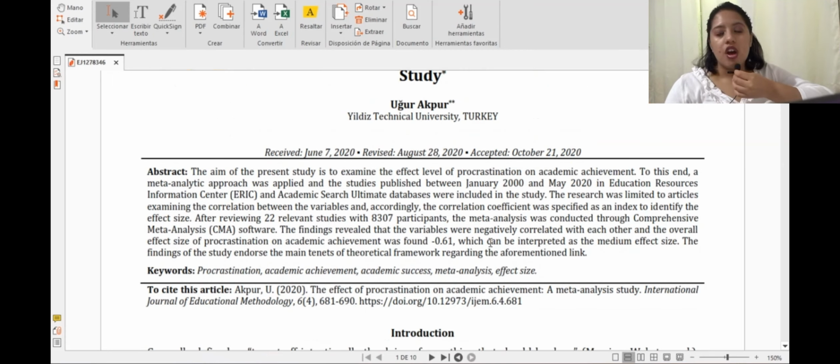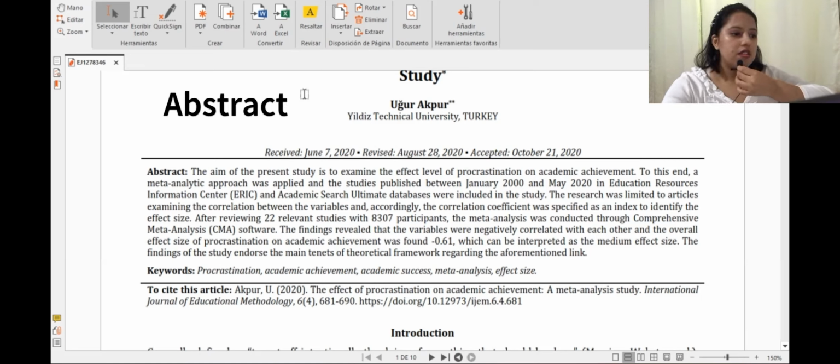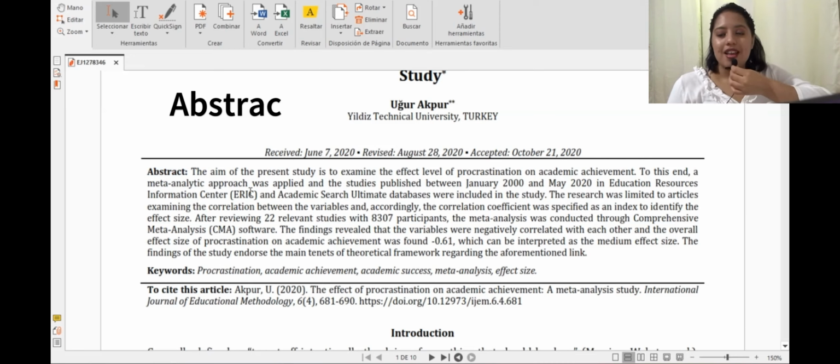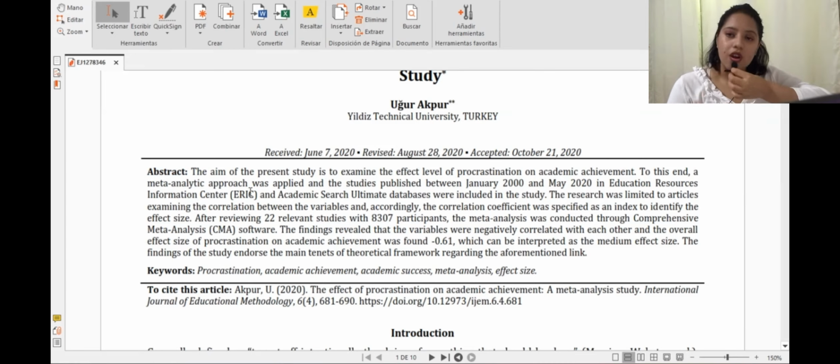The next part of a journal article, an investigation article, is the abstract section. The abstract section is a brief summary about what the article contains, about the problem, about the method that the author is going to use. All of that is in the abstract section.